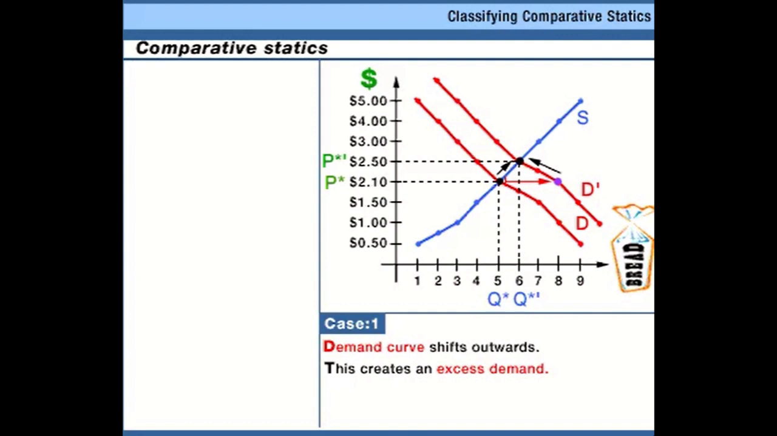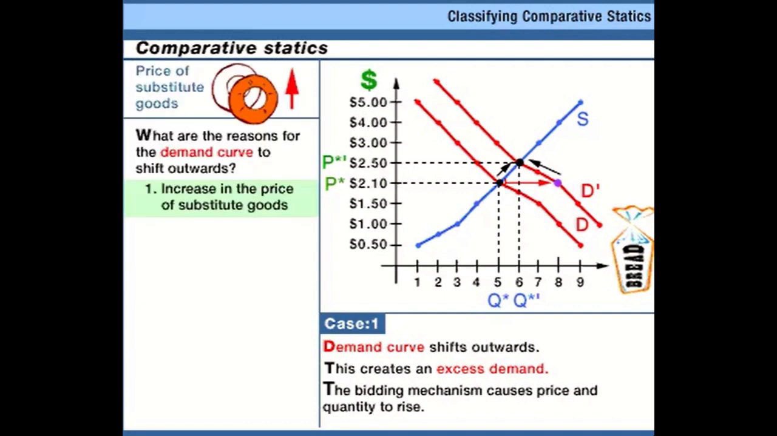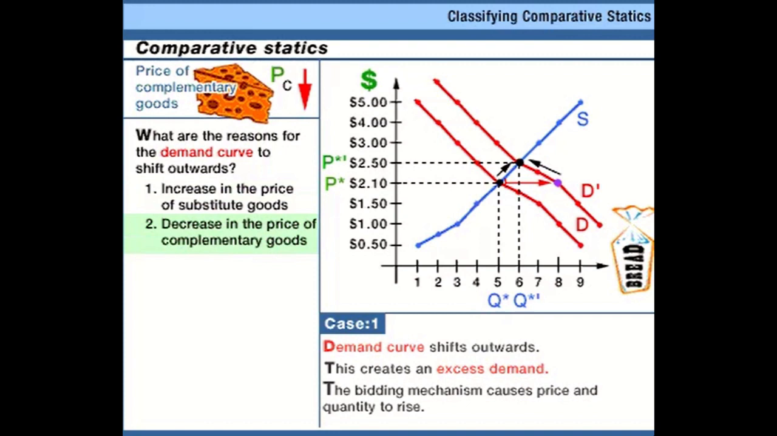Now, what are the stories that could cause that to happen? The first story would be an increase in the price of a substitute good. When the price of a substitute good increases, the demand for bread itself will increase as consumers consume bread instead of bagels. The second case that would shift outwards the demand curve would be a decrease in the price of a complementary good. If the price of cheese falls, people want more bread and cheese sandwiches, so the demand for bread increases, pushing up the price and increasing the quantity traded in equilibrium.